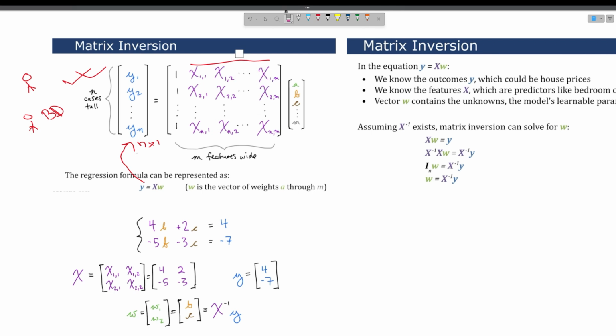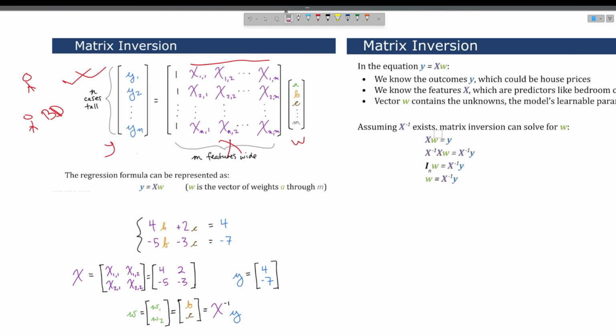Now just assume that this whole thing is the X matrix, this whole thing is W, and this whole thing is Y. Just remove these things as a whole for now. So Y equals XW. This can be the equation. So how can we solve this thing?